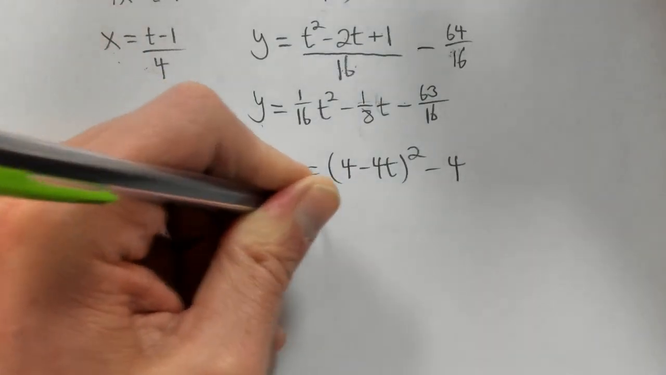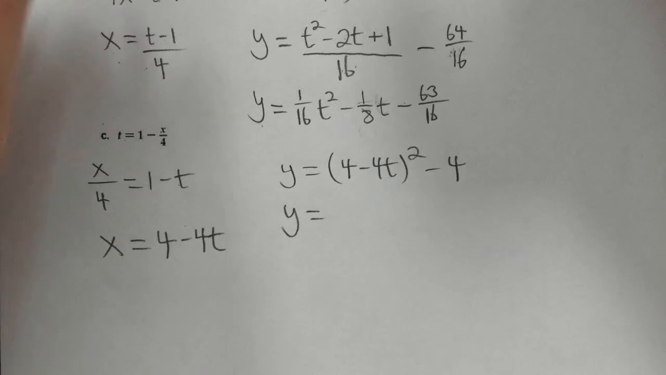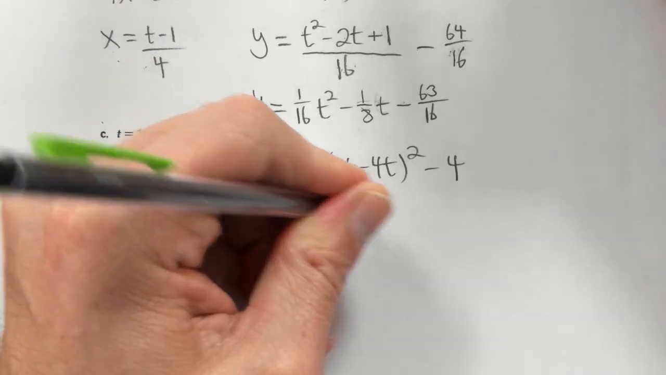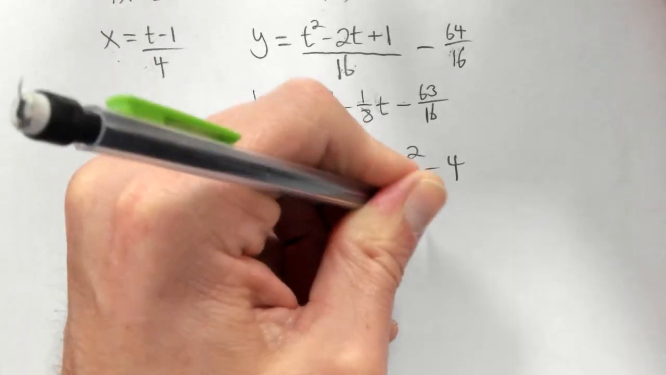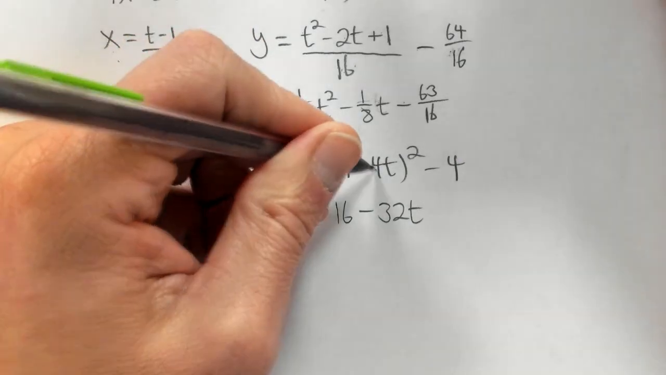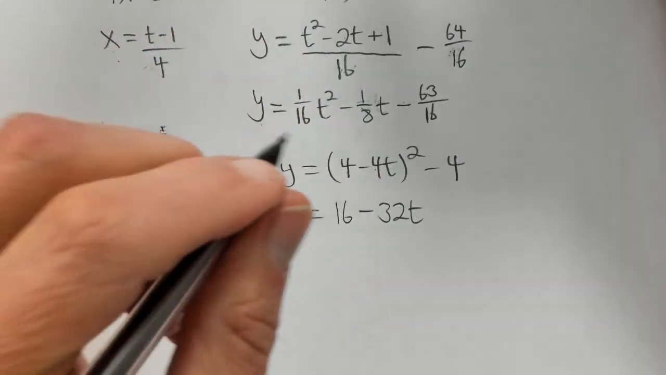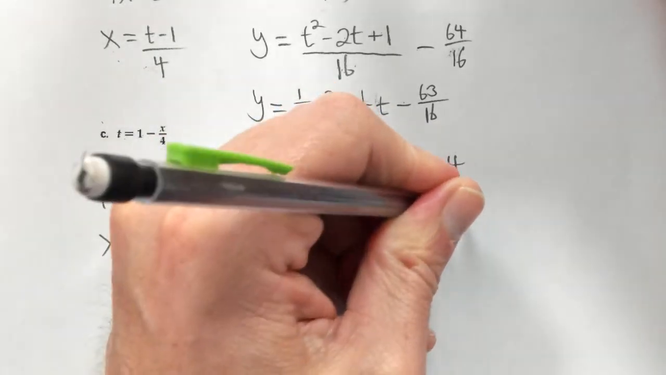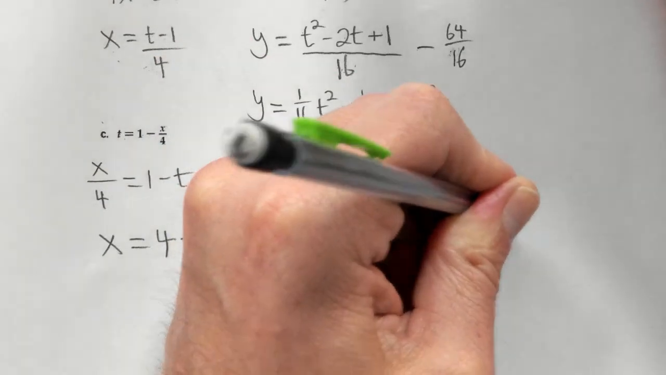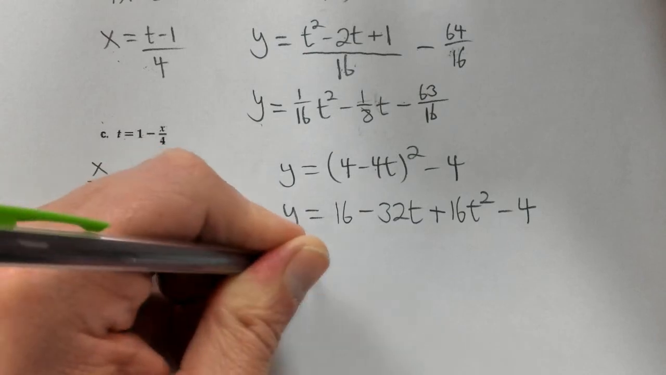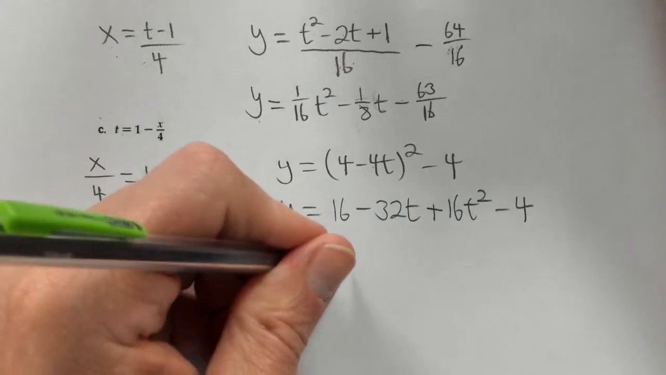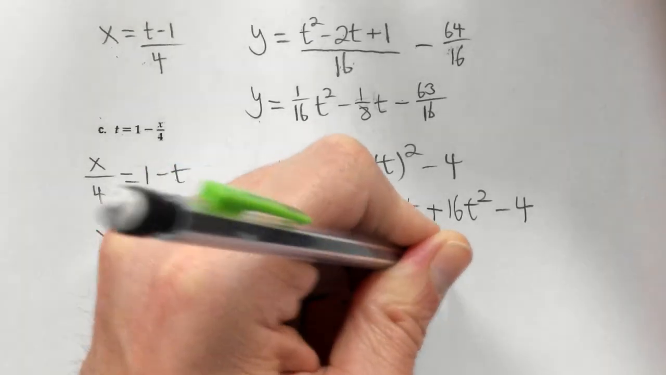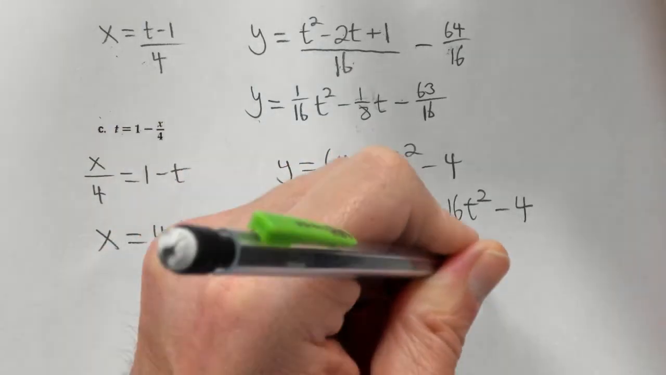So that'll be y is equal to, let's see, what do we get here? Square that out, get 16. And in the middle, that'll be minus 32t, right? 4 times 4 is 16, and 16 plus 16, negative 32. And then here, that'll end up being positive 16t squared. And I have a minus 4 out here that I will finish it up with. And so we can write this as 16t squared minus 32t, and then plus 12.